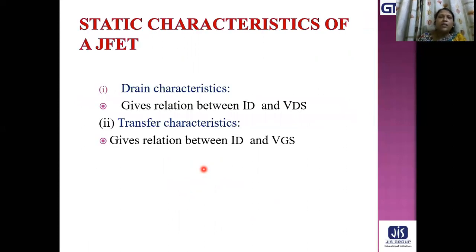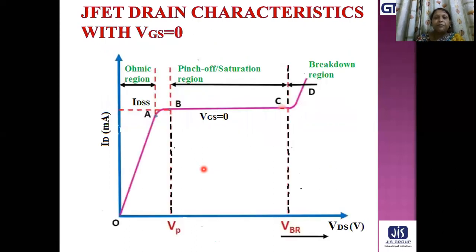So moving to our next slide, there are two types of characteristics of JFET. One is transfer characteristics, which gives the relation between ID and VGS. Another one is drain characteristics, which gives the relation between ID and VDS. So this is the drain characteristics of JFET.